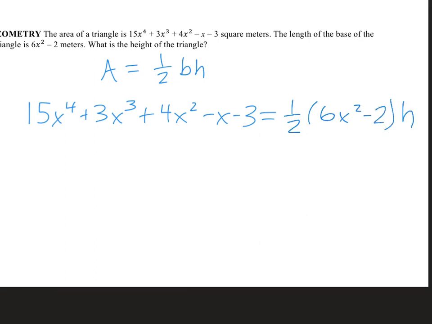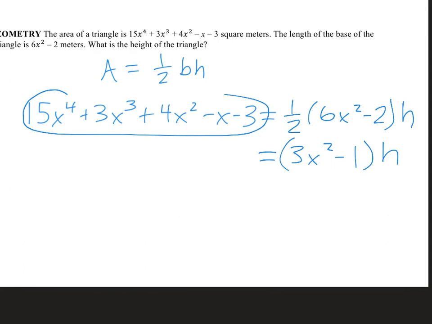Okay, so let's multiply the 1/2 to the parentheses. We have 3x squared minus 1. This gets multiplied to the height. And so now it's pretty clear. We have to divide this long polynomial by 3x squared minus 1.